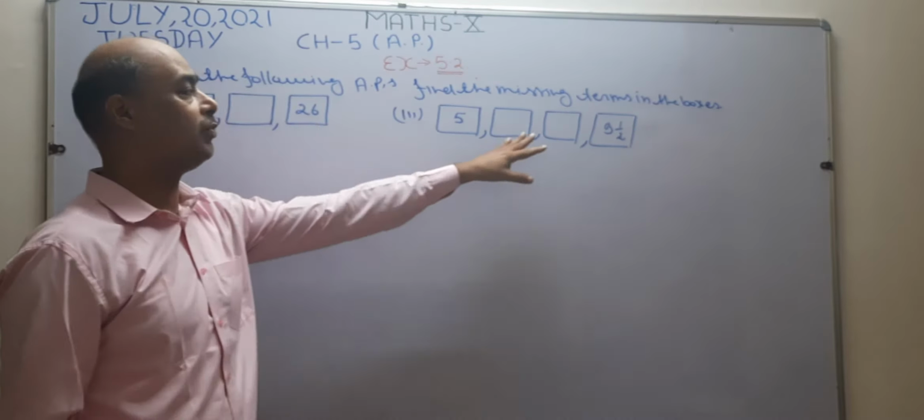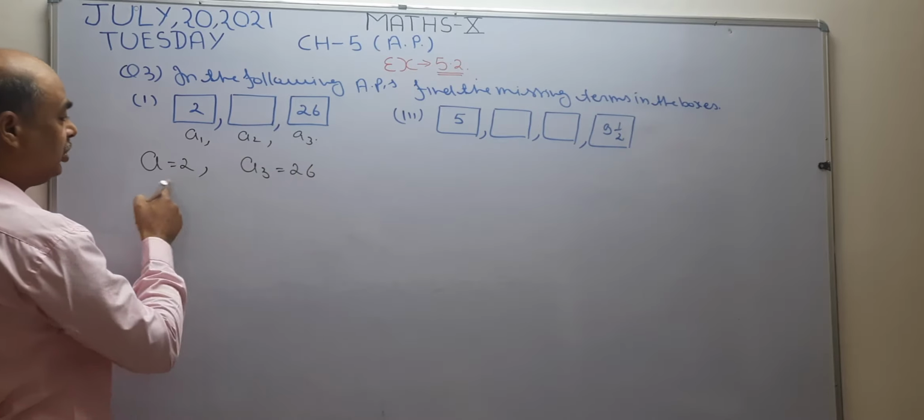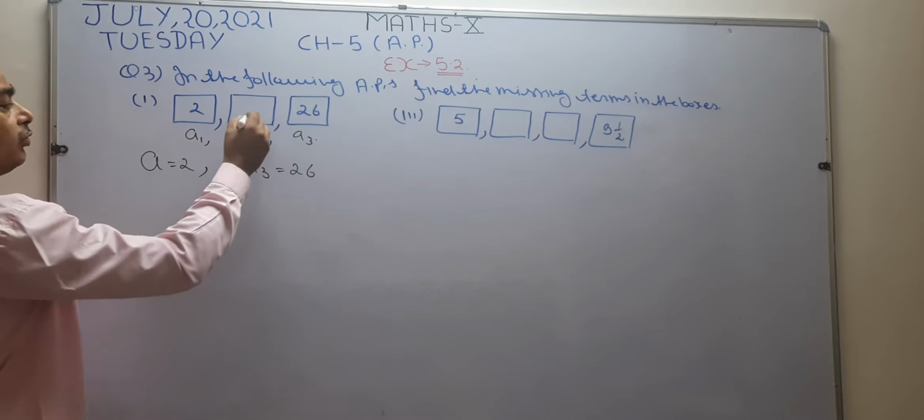In the first part, 3 terms are there. So this is going to be the first term, this is the second term, and this is the third term of an AP. Now what is given? The first term, A, is given. After that, the third term, A3, is given. These 2 terms are given. We have to find its second term.